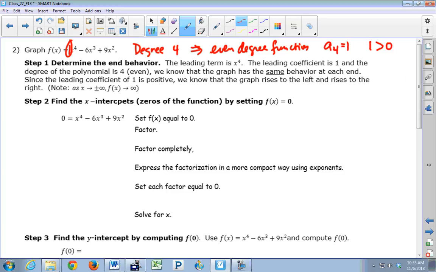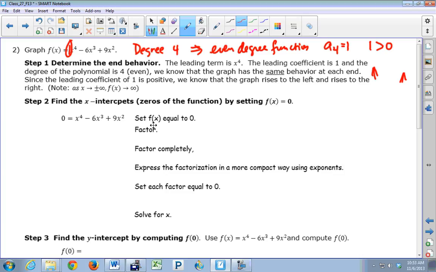So you know before you even start this graph that your arms are going to be up in the air. That's your end behavior. As x moves towards plus and minus infinity, your graph is going to rise on both ends without any bound.